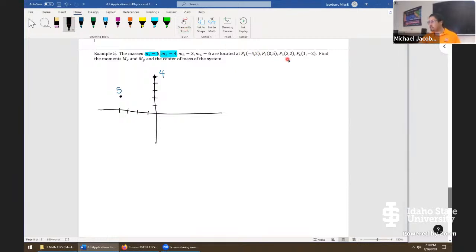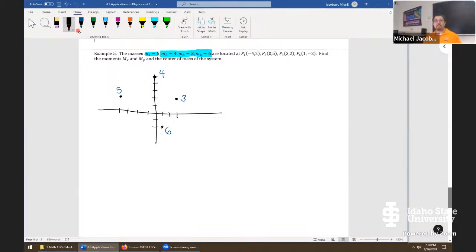Then P3 is at (3, 2): 1, 2, 3, height of 2. And there we have a mass of 3. And the last one is at coordinates (1, -2). So we're here. We have a mass of 6.